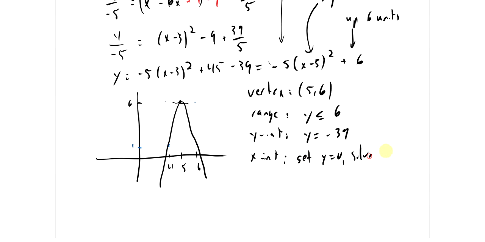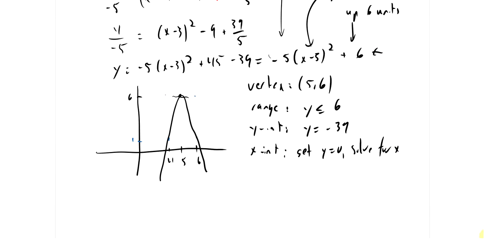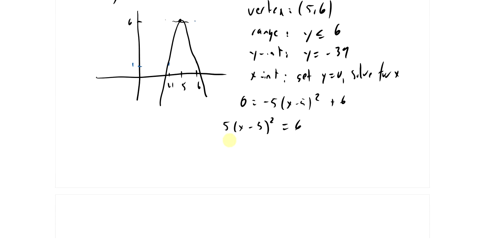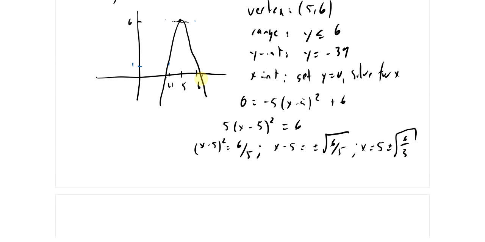Set y equals 0, solve for x. Use the vertex form when you're finding x-intercepts because you can just use the square root method. So set y equal to 0, minus 5 x minus 5 squared plus 6. Take the negative thing, move it over to the left side. Divide both sides by 5. This is a 5. So x minus 5 squared equals 6/5. Take the square root. Don't forget your plus or minus. 6 over 5, and then add the 5 to both sides. X equals 5 plus or minus square root of 6 over 5. And that's what our two x-intercepts are. I didn't actually calculate what those numbers are.